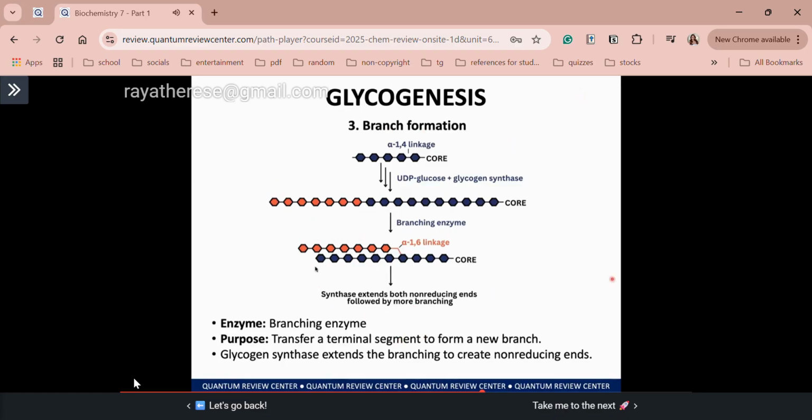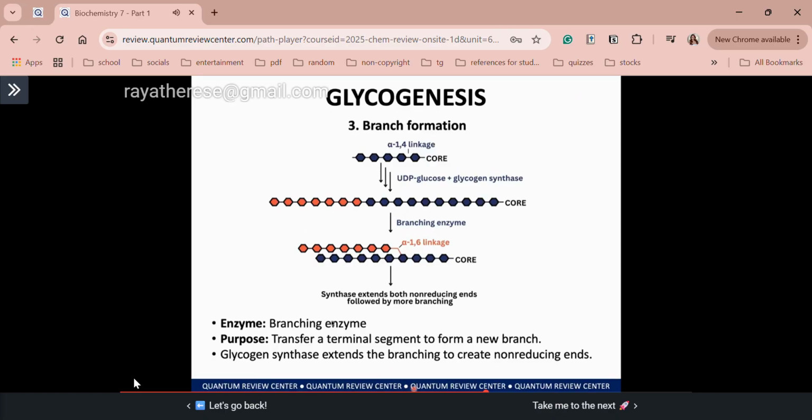Actually, this visualization summarizes the whole glycogenesis process. So again, activation of glucose will yield UDP glucose. Glycogen synthase will chain elongate, and afterwards, the branching enzyme will transfer a certain amount of glucose residues forming alpha 1,6 linkages, and then glycogen synthase continues working in extending both non-reducing ends. So here it is, guys. This one is a non-reducing end, and this one is another non-reducing end, followed by more branching. That's why glycogen is very efficient in terms of energy storage.